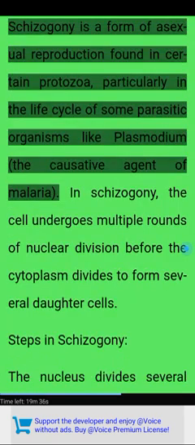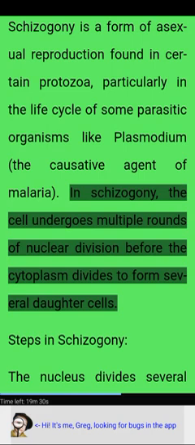Schizogony. Schizogony is a form of asexual reproduction found in certain protozoa, particularly in the life cycle of some parasitic organisms like Plasmodium, the causative agent of malaria. In schizogony, the cell undergoes multiple rounds of nuclear division before the cytoplasm divides to form several daughter cells.